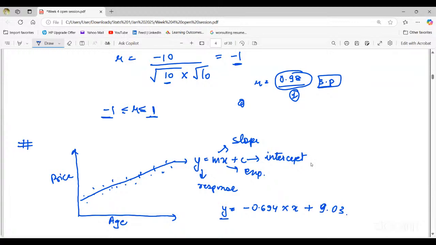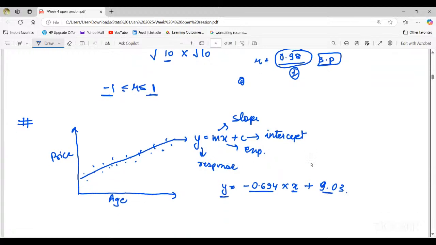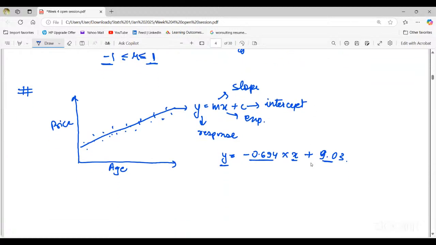This is how I represent it through an equation of line. This is my response variable, this is my explanatory variable, and this is my slope. Just don't go according to this graph. This is my intercept value. My slope is -0.694, so this is basically going downwards. Yes, ma'am. So I can say that with increasing age, the prices are going down. Through the line also I can associate, right? Then we can also calculate the value of R square.